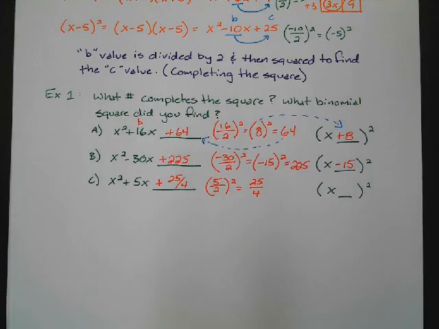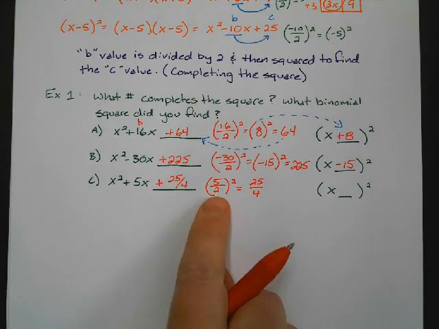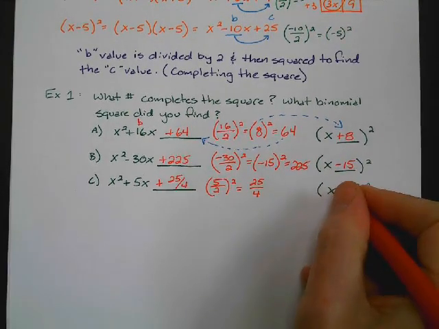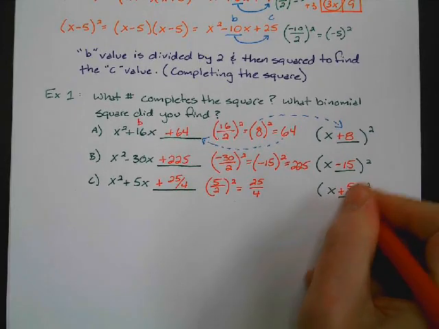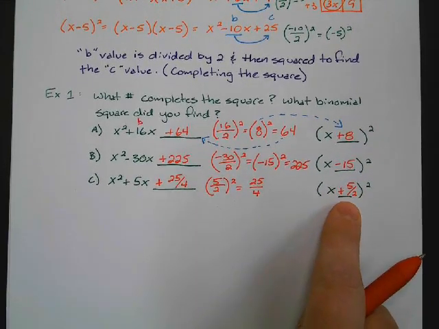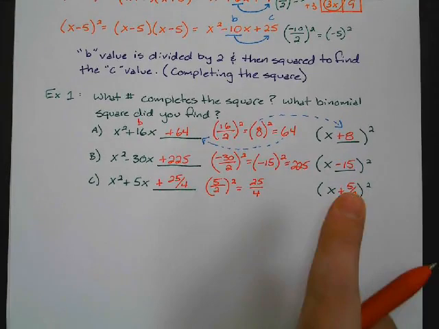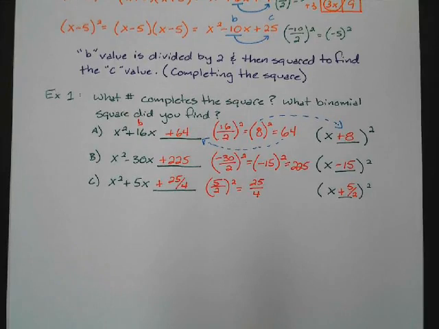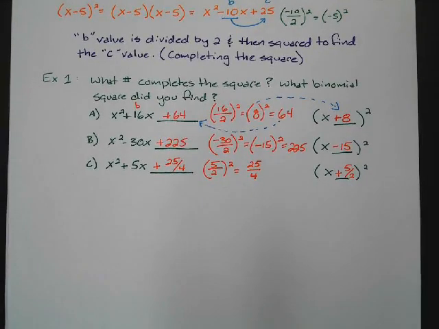And what number did I square? I squared 5 over 2. So this is going to be x plus 5 over 2. Do not turn it into a decimal at this point. We're going to see later on why we want to leave these as fractions. But for right now, keep them as fractions. You'll see later why that's better than decimals. All right, so that is just the starting point.